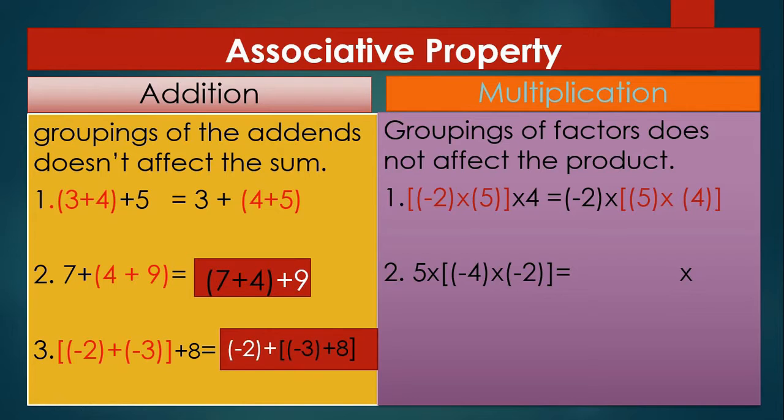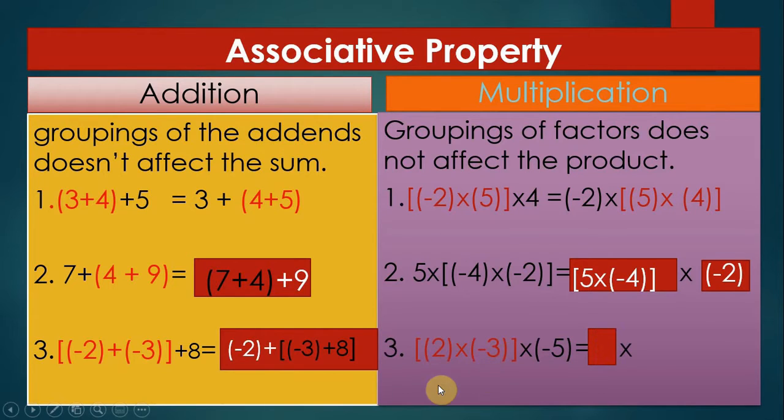Okay. Now number 2. How will we apply the associative property of multiplication for number 2? So 5 times what numbers are grouped here on number 2? It's negative 4 and negative 2. Now what do you expect are the numbers to be grouped on the right side? If the numbers grouped on the left side are negative 4 and negative 2, we could expect that on the right side, the numbers to be grouped are 5 and negative 4. So it's multiplication, and we put outside negative 2.